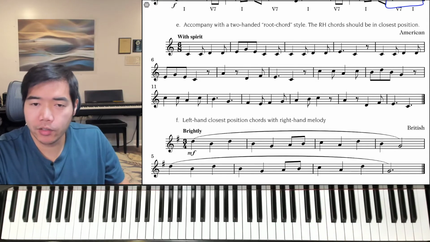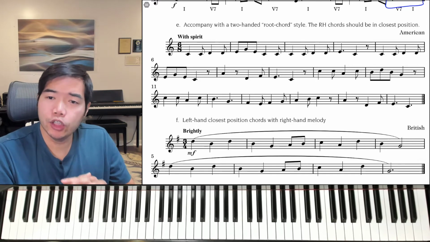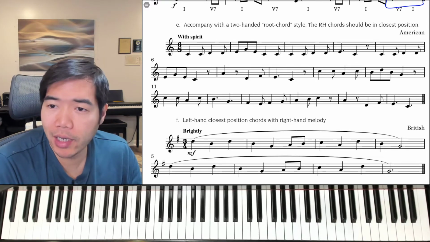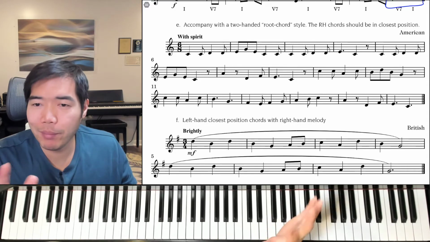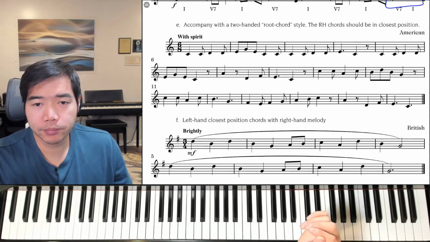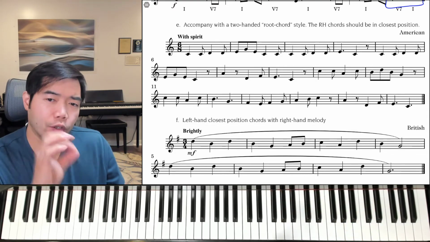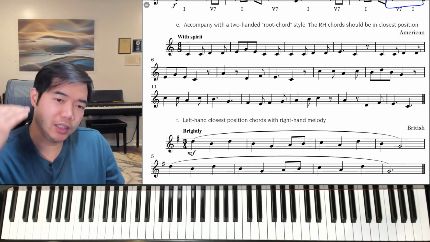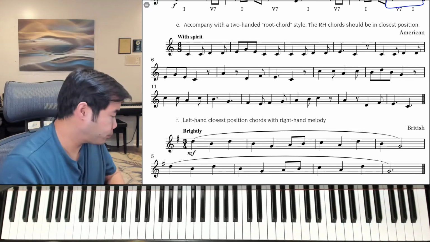All right, next let's take a look at example E here. Instructions tell us accompany with a two-handed root chord style. Right-hand chord should be in closest position. So this is the same idea, but it's a style, which means we don't have to do it as blocks. You could do it as blocks, but you don't have to. I'm going to be showing you as blocks because it's a little bit easier to understand. But feel free to be creative if you'd like to here.